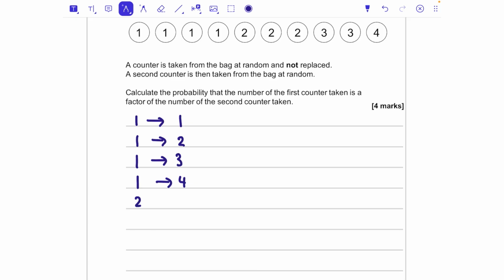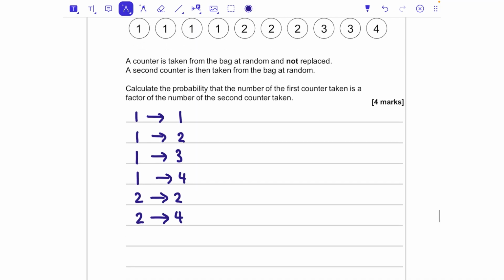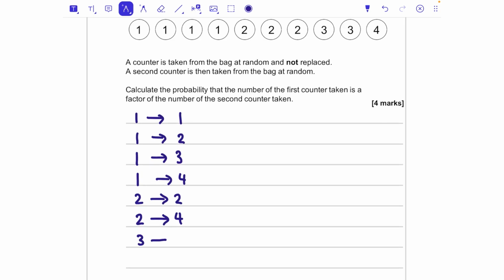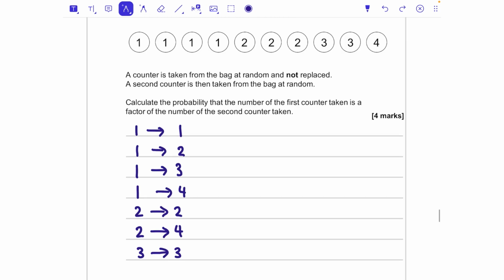I've then got 2, which is a factor of 2. I've got 2, which is also a factor of 4. 3 is not a factor of any of the numbers there, other than 3. So 3 is a factor of 3. And 4 is not a factor of any of the numbers except 4, but we're not going to worry about 4 and then picking 4 again, because there's only one 4 and we're not putting it back in, so we don't need to consider that option because it couldn't happen. Okay, so these are all the ones that we need to work out. Now we are not putting it back in.